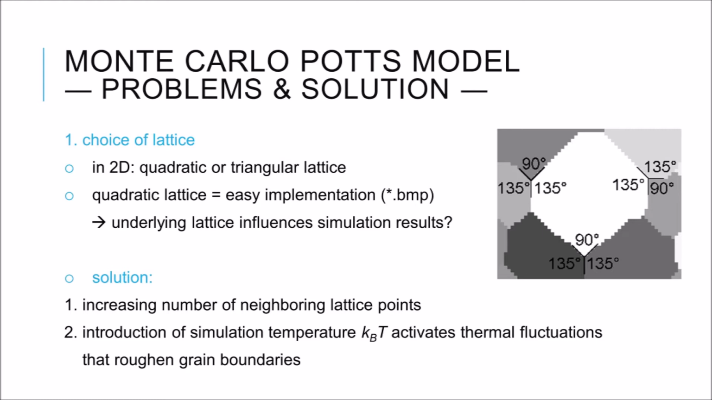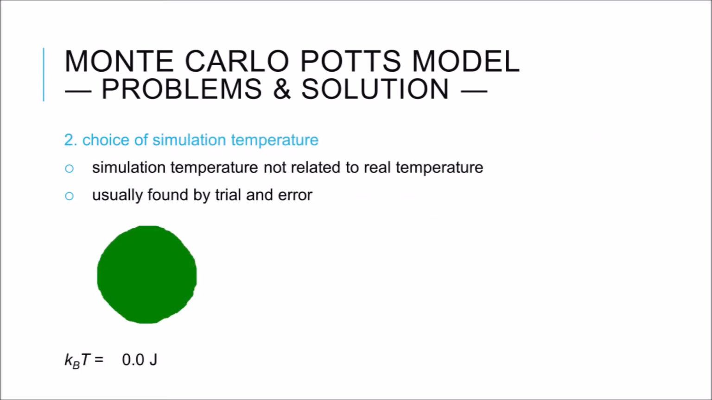You should actually introduce the simulation temperature k_B T, because k_B T activates thermal fluctuations that roughen the grain boundaries. The question is, how do I select it? Because the simulation temperature is not related to any real annealing temperature. And usually quite a number of colleagues find it by trial and error. But at least to me, trial and error is not good enough.